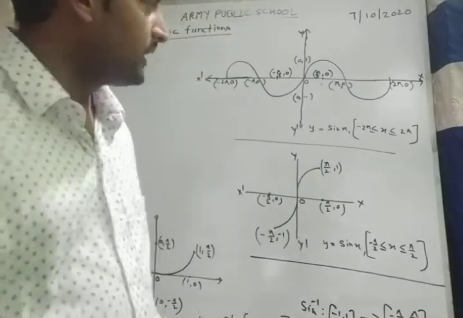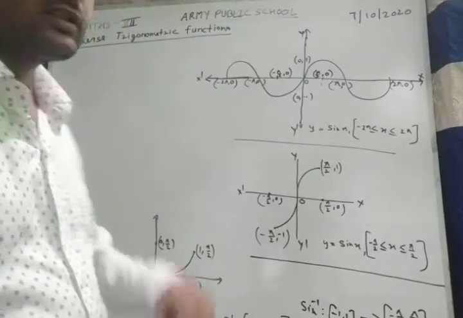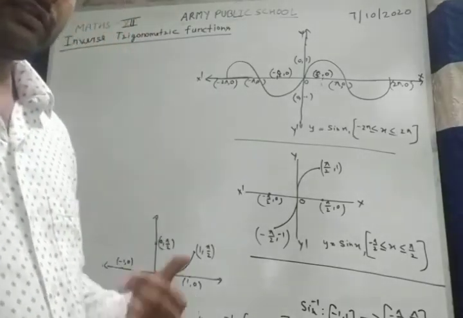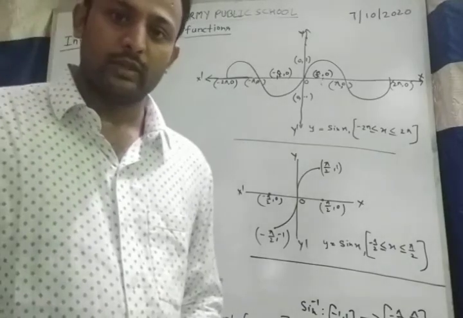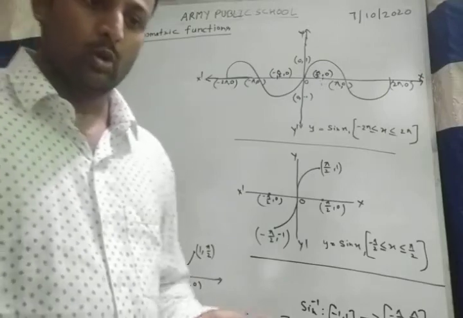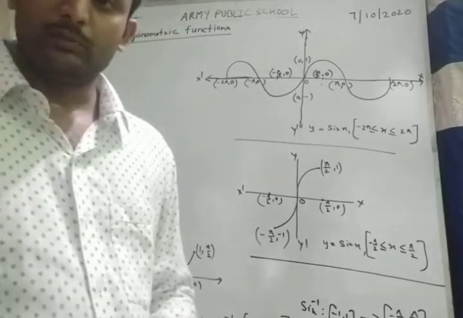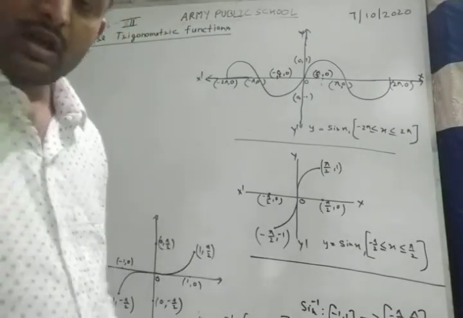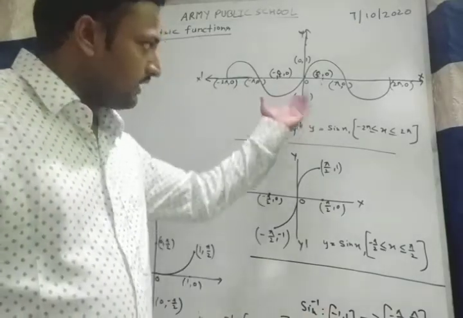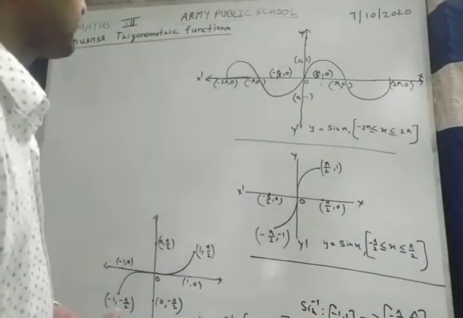So how can we get the inverse function? What we will do is restrict their domain and codomain, and this restriction of domain and codomain gives the principal value branch. How will we restrict their domain and codomain? Let us see with the graph.